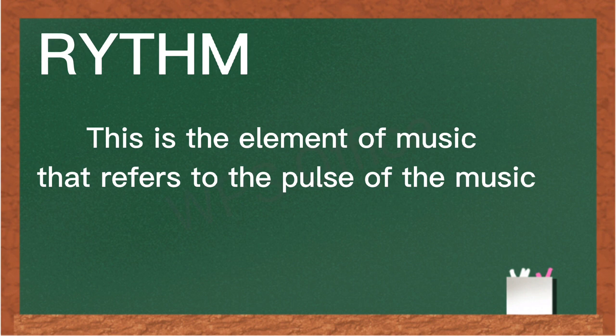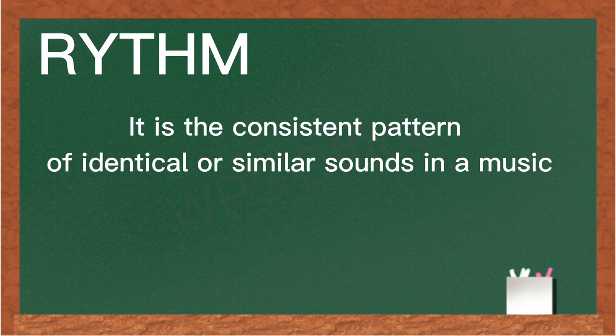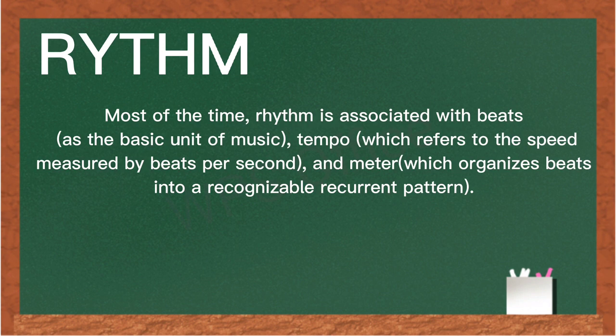This element of music refers to the pulse of the music. It is the consistent pattern of identical or similar sounds in music. Most of the time, rhythm is associated with beats, the basic unit of music. Tempo refers to the speed measured by beats per minute, and meter organizes beats into recognizable recurrent patterns.